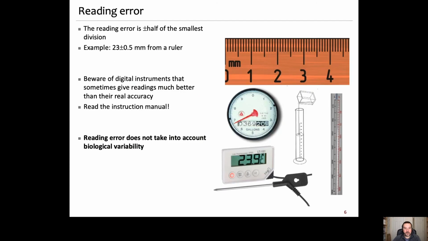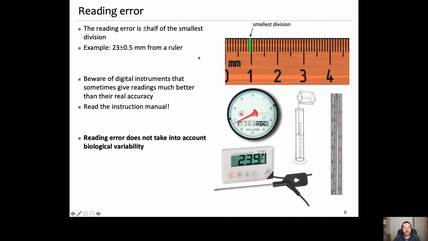The simplest error is reading error, and it's related to the reading device, something like a ruler or a gauge or a measuring cylinder, where you have a scale. And typically it's assumed that the reading error is about plus minus half of the smallest division, like shown here. So if you measure something with a ruler, you would say 23 plus minus 0.5 millimeters, because this is a reading error.